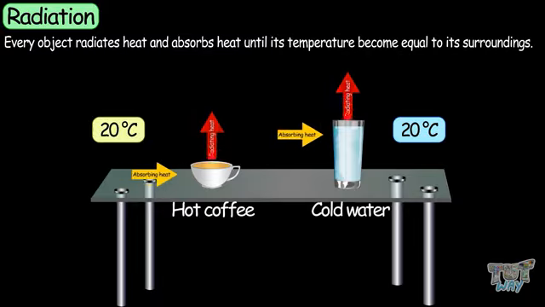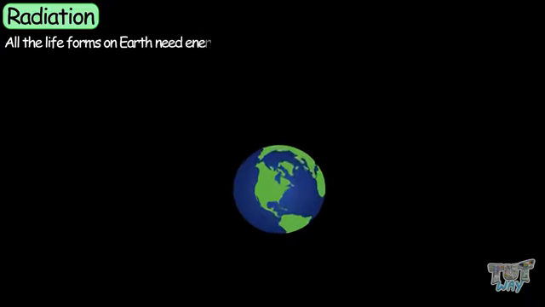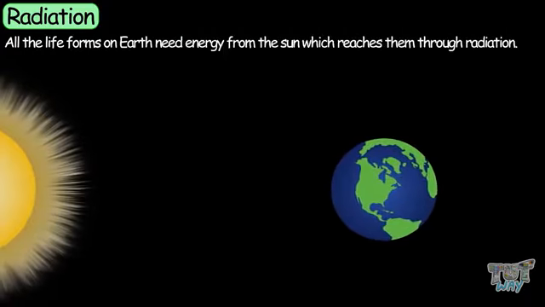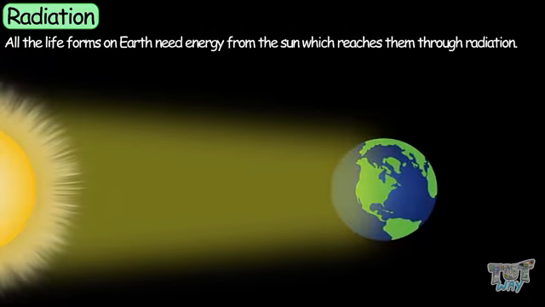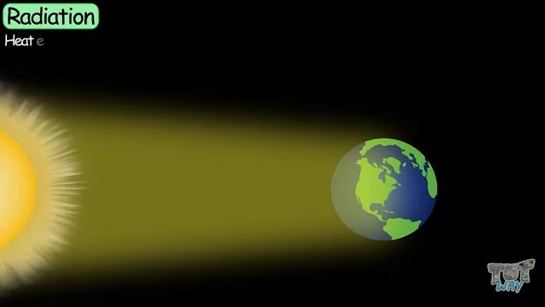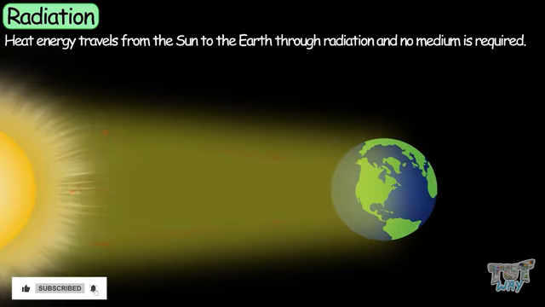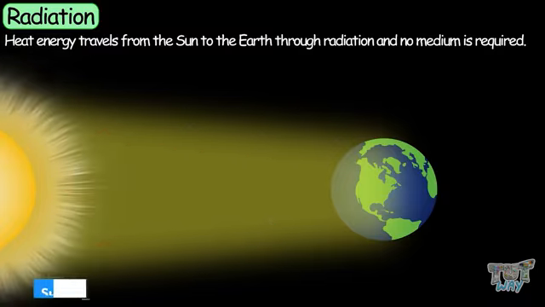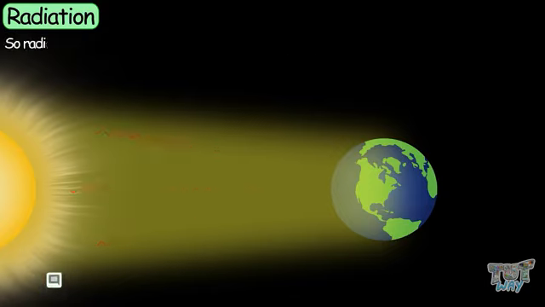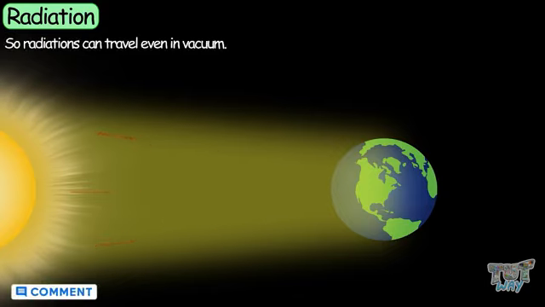Now let's learn more examples of radiation of heat. All life forms on Earth need energy from the sun, which reaches Earth through radiation. Yes, heat energy travels from the sun to the Earth through radiation. Sunlight reaches us and no medium is required by radiation to reach the Earth. So radiation can travel even in a vacuum.